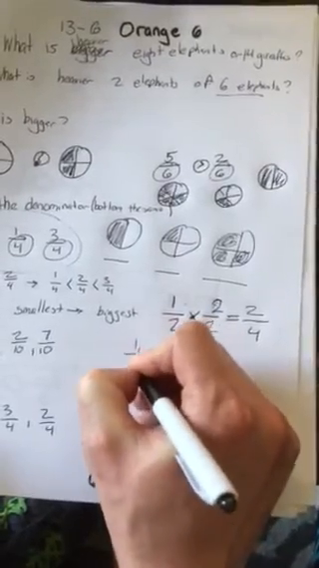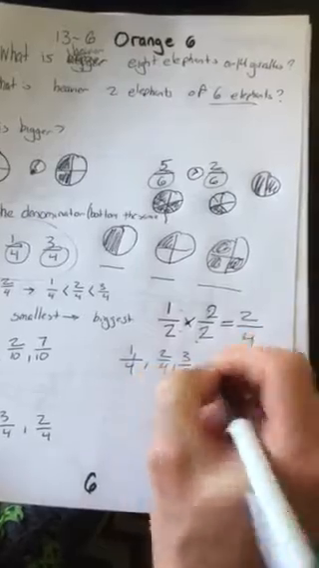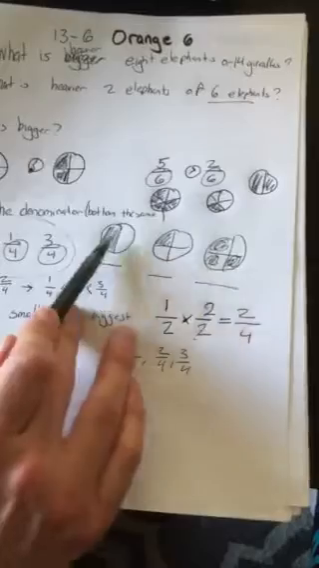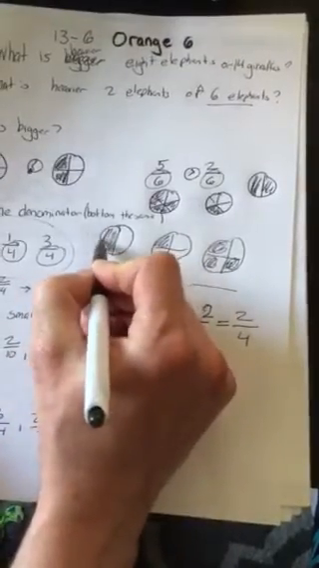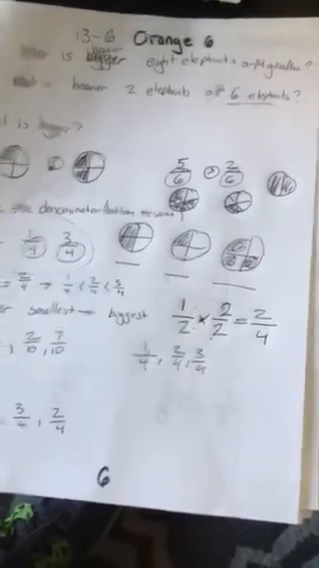We've got 1/4, 2/4, and 3/4. And let's see if it matches. We have 1/4 there, 3/4 there, and this 1/2, if we cut our pieces in half, then we would have 2/4. All right, let's do one more together.